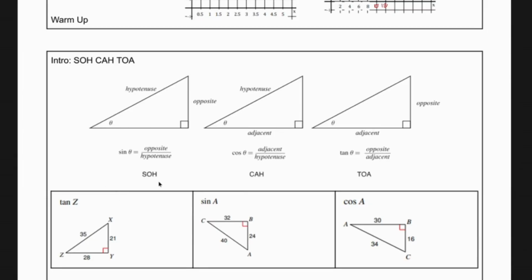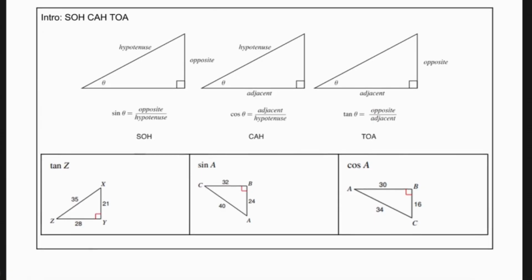So SOH stands for sine of theta equals the opposite side over the hypotenuse. So you choose your theta and you go the opposite side over the hypotenuse. Cosine theta means you're going to choose your theta and you do the adjacent side over the hypotenuse. And tangent means you're going to choose your theta, and it's going to be the opposite side over the adjacent side. SOH CAH TOA. Now, how does that apply to these three problems on the bottom?